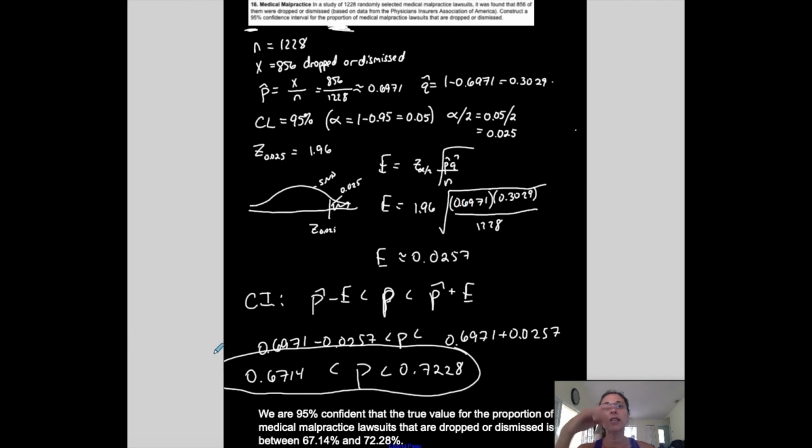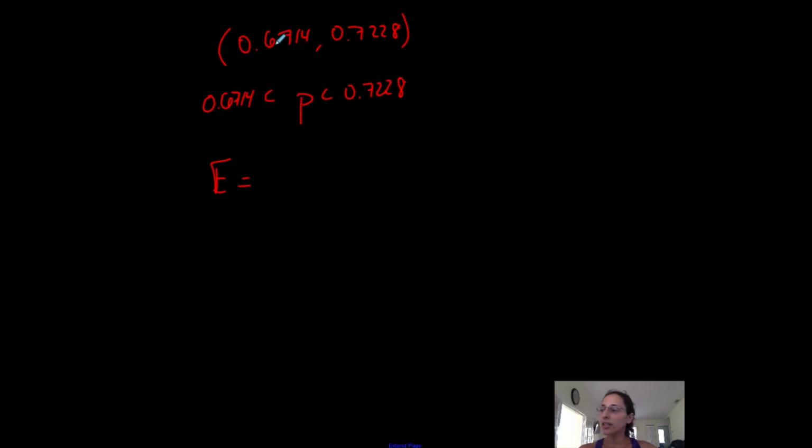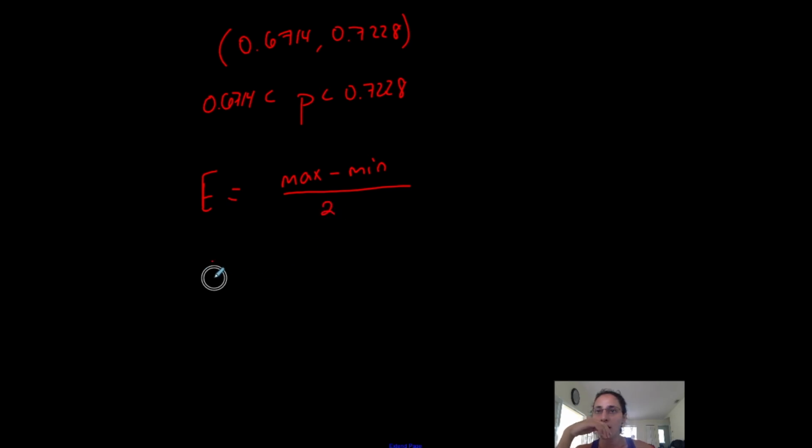Now, what if I ask you for E? Do you want to go through the calculator trick or do you want to go through the formula? If you go through the calculator trick, it gives you your interval, but it doesn't give you your E, your margin of error. That you would have to calculate. How do you find E? You take the maximum number, you subtract the minimum number, and you divide by 2. So let's see what I get. 0.7228 minus 0.6714, divided by 2.